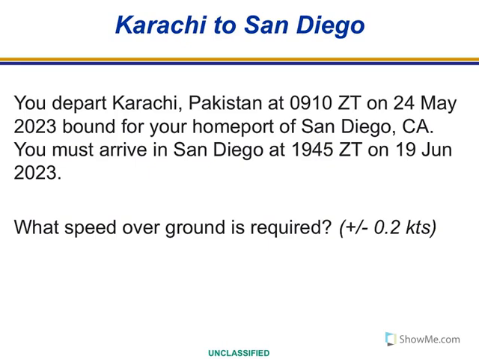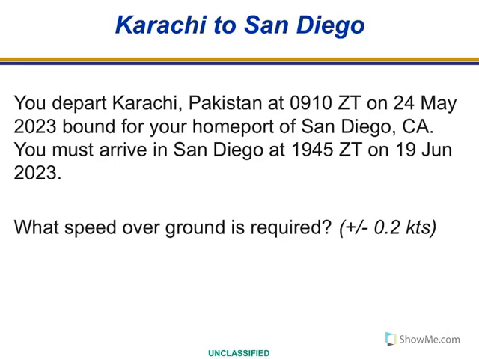So here is our problem. You depart Karachi, Pakistan at 0910 zone time on 24 May 2023, bound for your home port of San Diego, California. You must arrive in San Diego at 1945 zone time on 19 June 2023. What speed over ground is required?